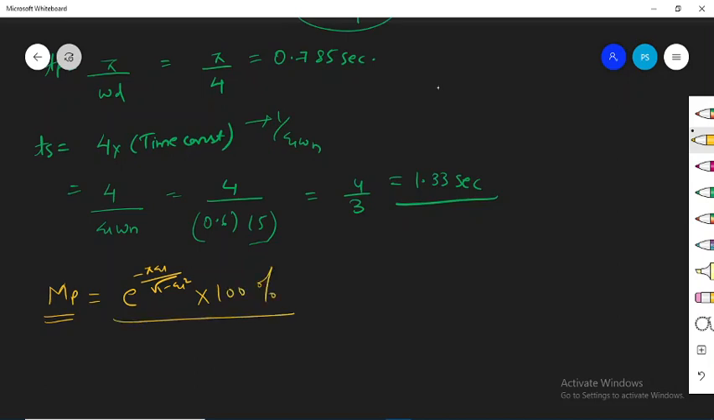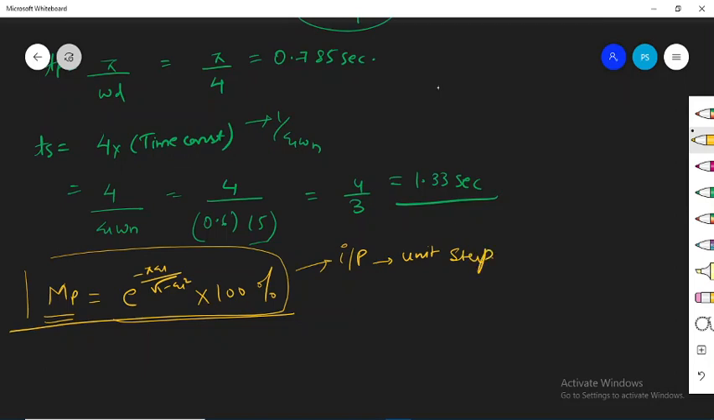This will be percentage. So this formula, again I'm telling you, is valid only when the input that you are applying is a unit step input. Only then you should apply it, else you can have a mistake.